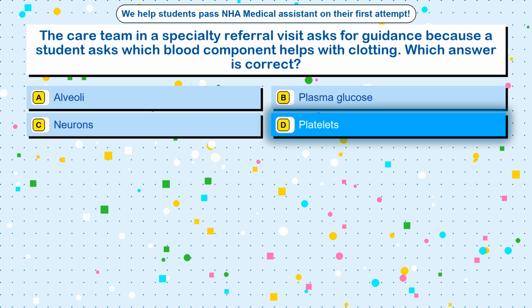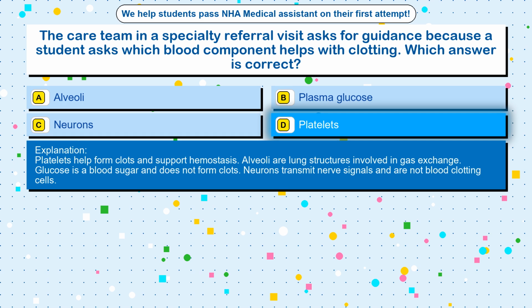The correct answer is option D, platelets. Platelets help form clots and support hemostasis. Alveoli are lung structures involved in gas exchange. Glucose is a blood sugar and does not form clots. Neurons transmit nerve signals and are not blood clotting cells.